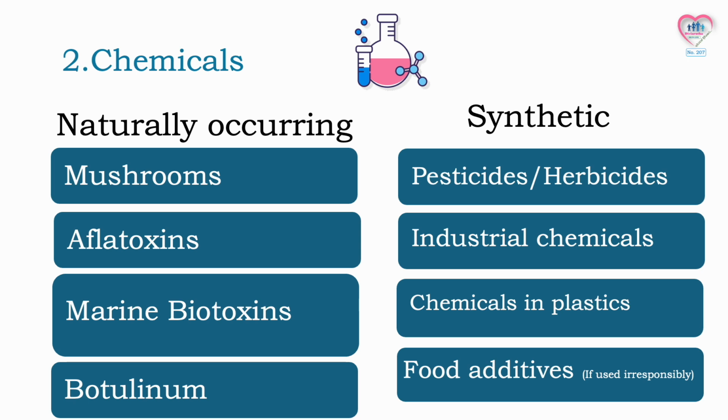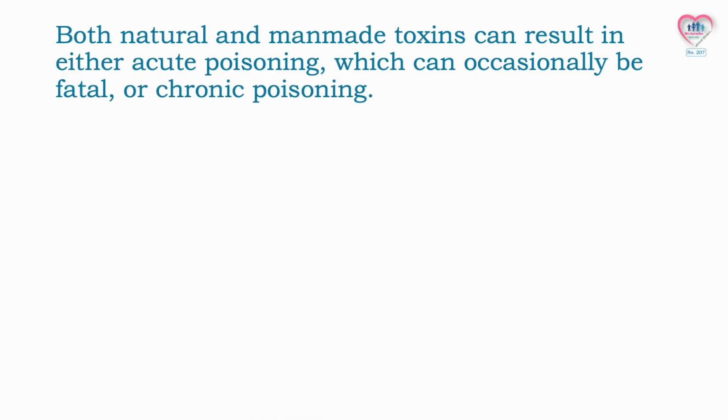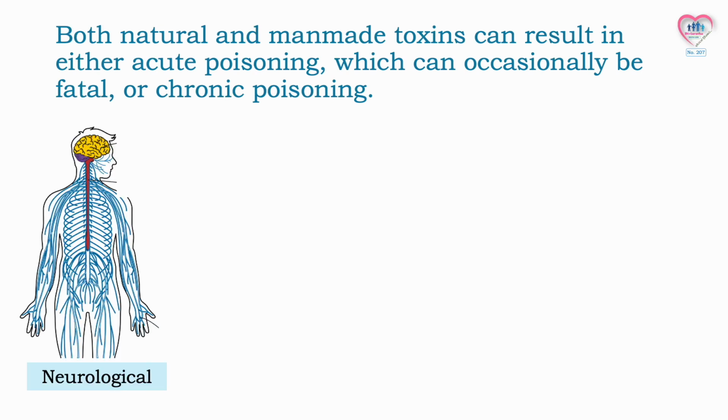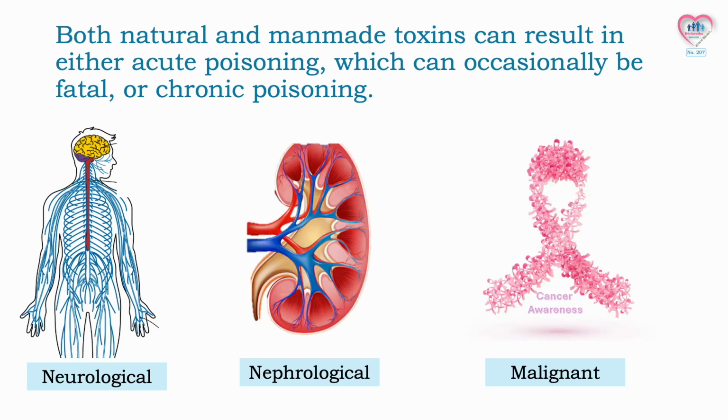Food additives, even though they are safe when taken in the recommended quantities, might be harmful if overused. Both natural and man-made toxins can result in either acute poisoning, which can occasionally be fatal, or chronic poisoning, which can vary and include neurological, nephrological, malignant, and numerous other disorders, depending on the toxin, exposure level, and duration.